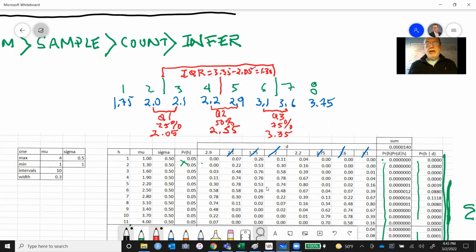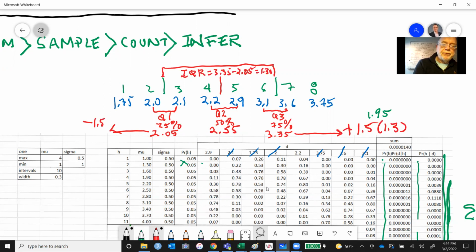And John Tukey says, take the 3.35 and add to it 1.5 times the IQR. By the way, that ends up being 1.95. And in the other direction, subtract 1.5 times the IQR. And when you do that, we create two, a lower and an upper fence.